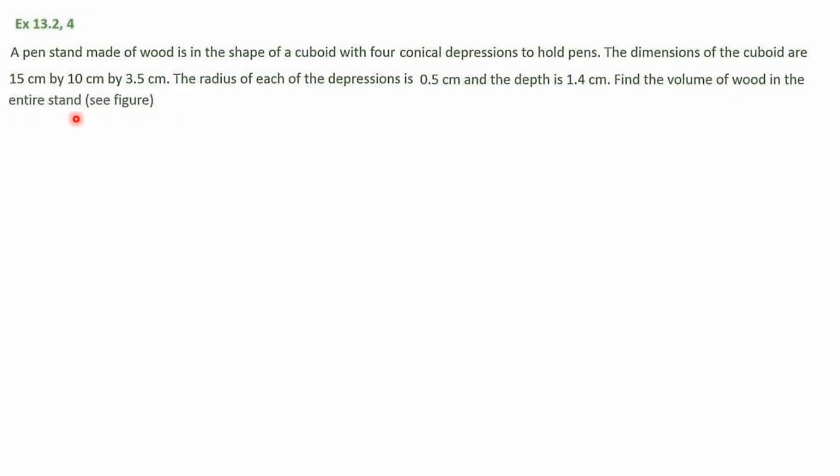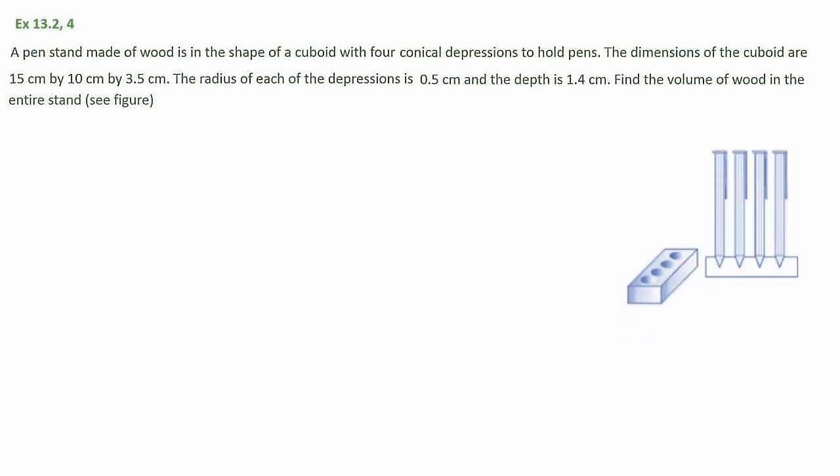See the figure. There is a figure given to us. So let's see the figure. A pen stand is made of wood, in the shape of a cuboid with 4 conical depressions to hold pens. This is the pen stand with the pen. This is only the pen stand. So this is what is mentioned in the question, not this one.